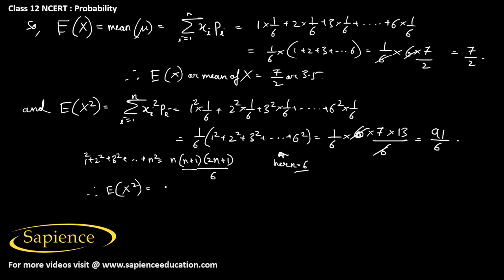We can keep it like this only: it is 91 by 6, or we can write it as 15 whole 1 by 6 also.